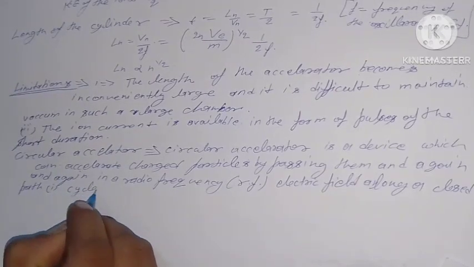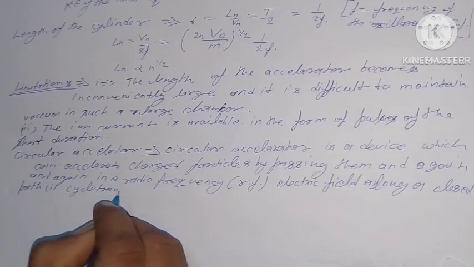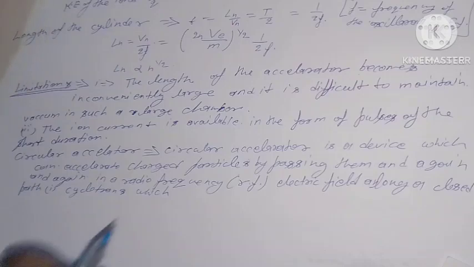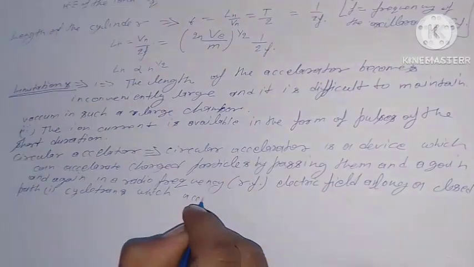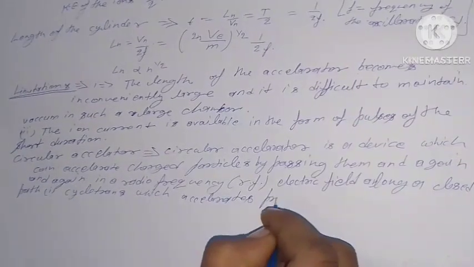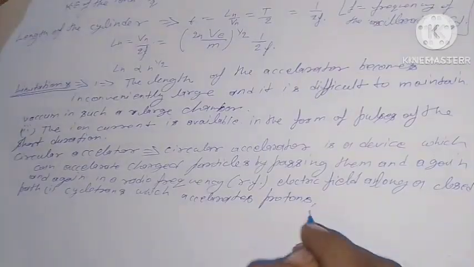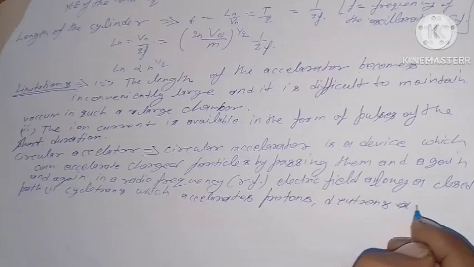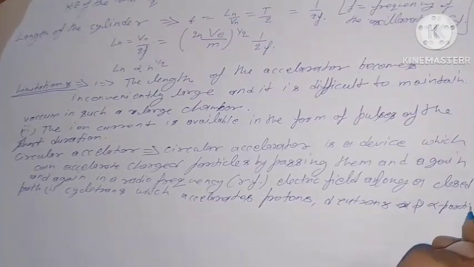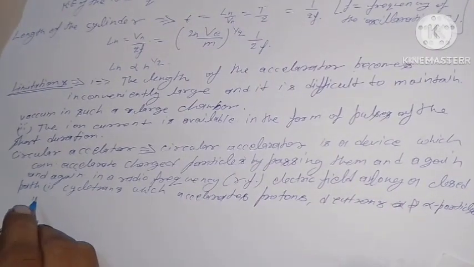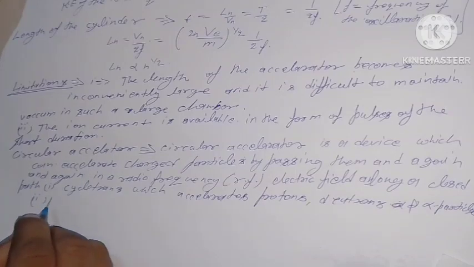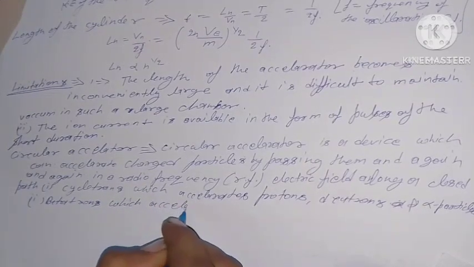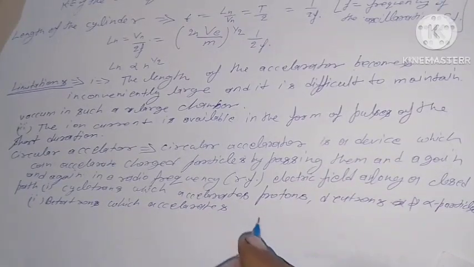First, cyclotrons, which accelerate protons, deuterons, and alpha particles. Second, betatrons, which accelerate electrons.